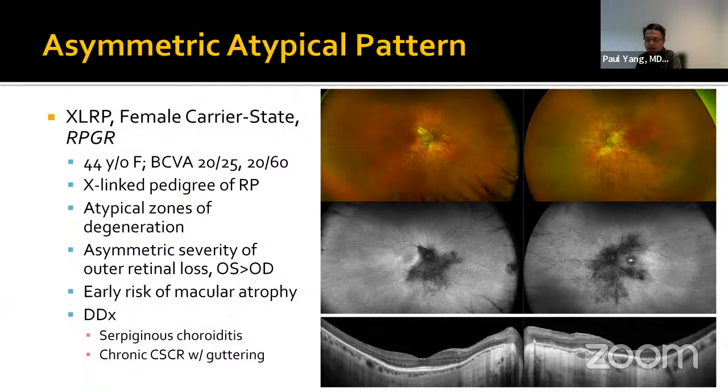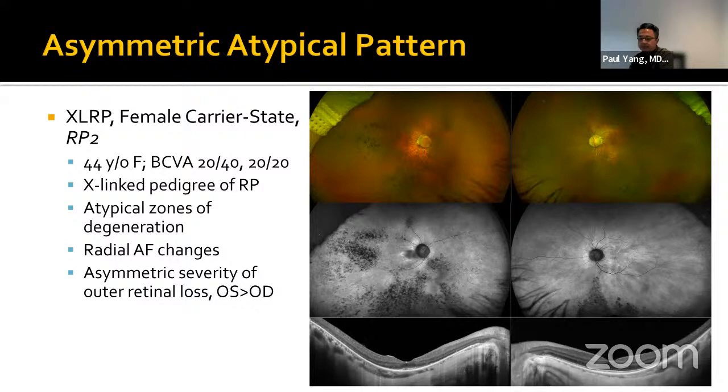All right, and this can masquerade as serpiginous choroiditis. Granted, the boundaries of the affected areas are not as tight. You can see that the boundary, it's more diffuse, and it can also mimic chronic CSCR. When you have guttering.